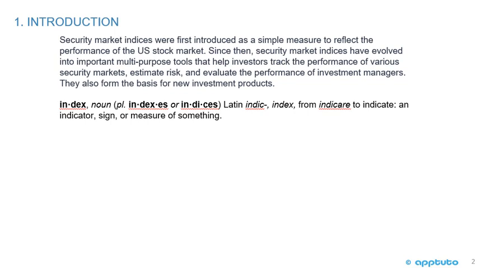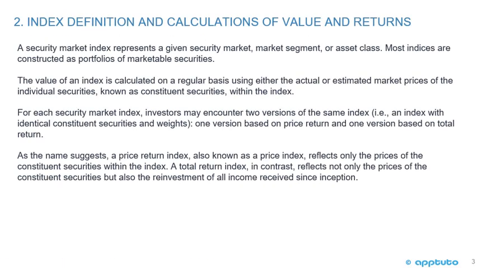So here I just put the definition of an index or indices, and it's an indicator, a sign, or a measure of something. Index definition. A security market index represents a given security market, market segment, or asset class. Most indices are constructed as portfolios of marketable securities. The value of an index is calculated on a regular basis using either the actual or estimated market prices of the individual securities, known as constituent securities, within the index.